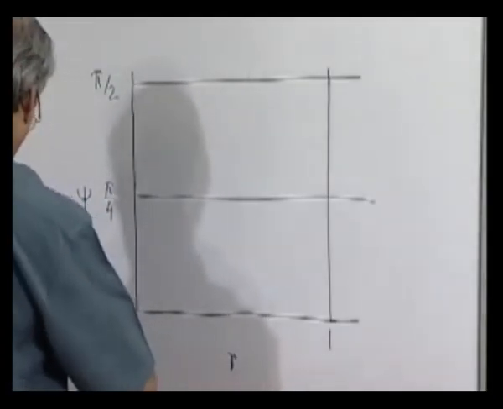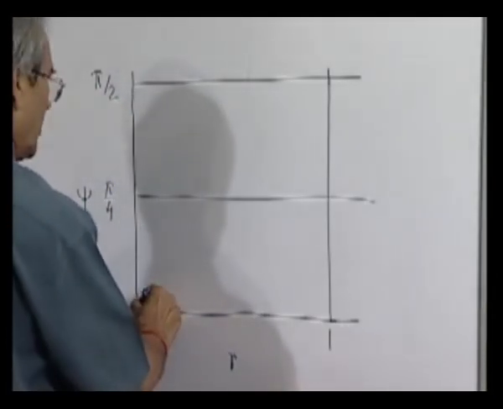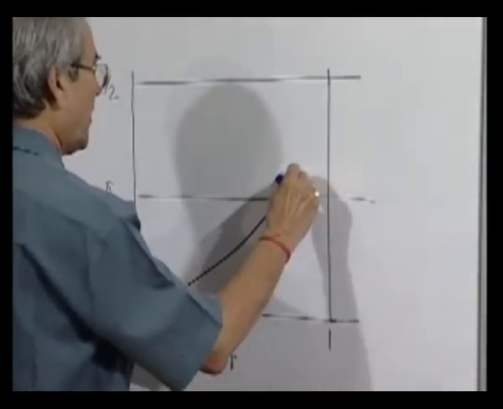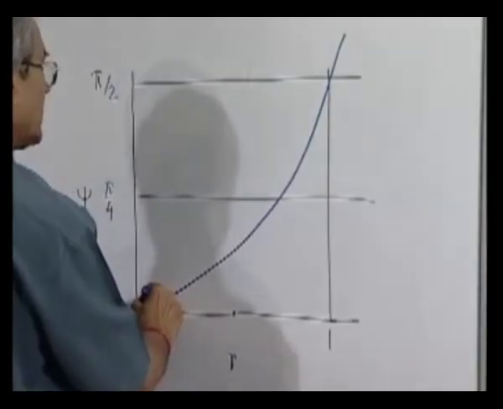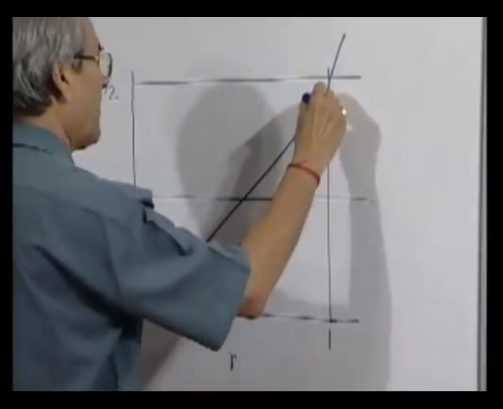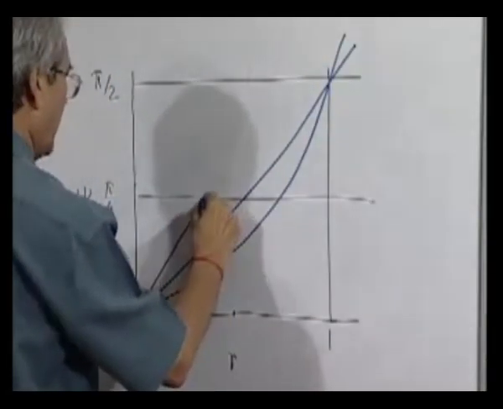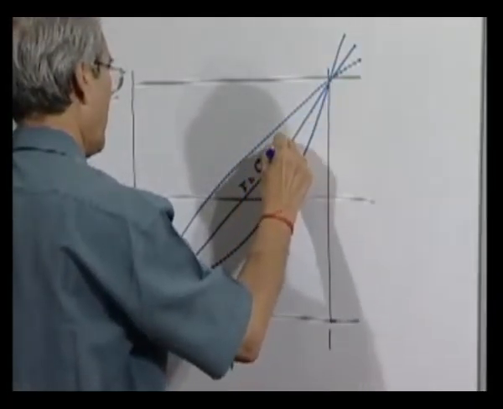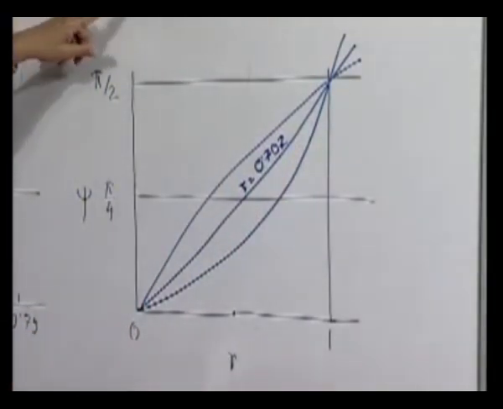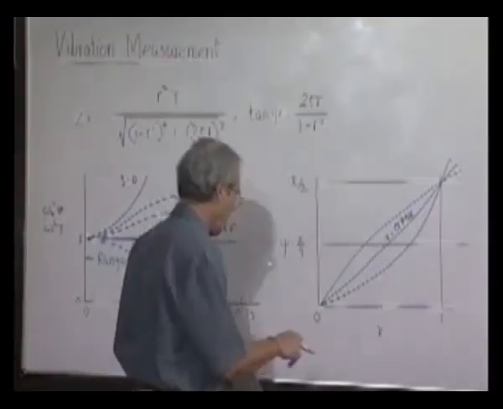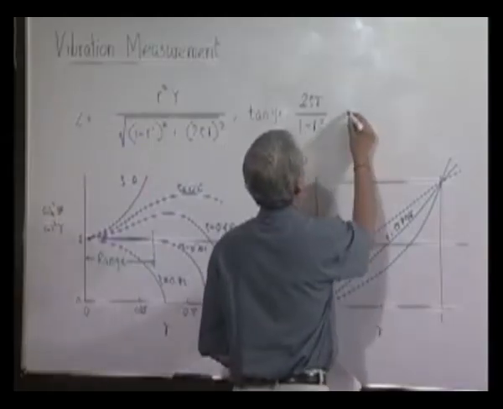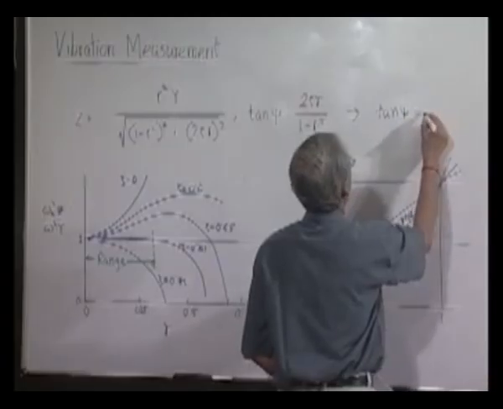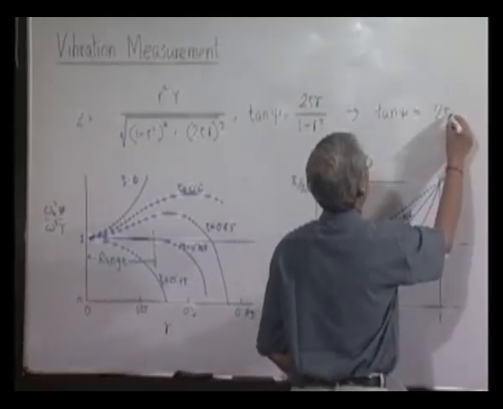if we use some lower value of zeta like this, from this we find when r is very small compared to 1, then tan psi is equal to 2 zeta r.